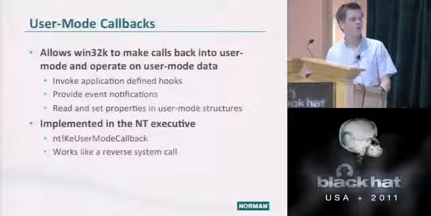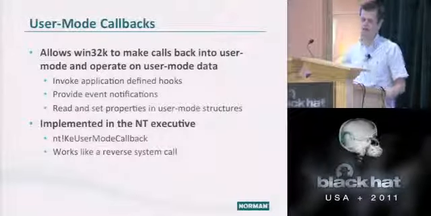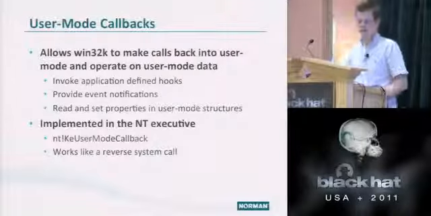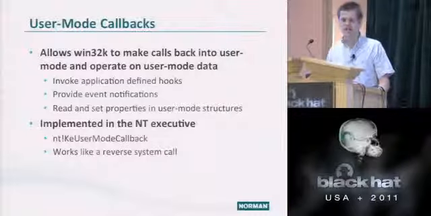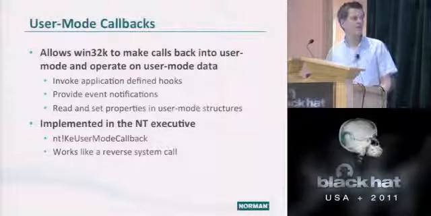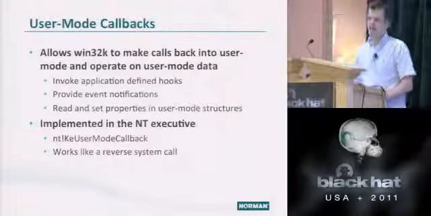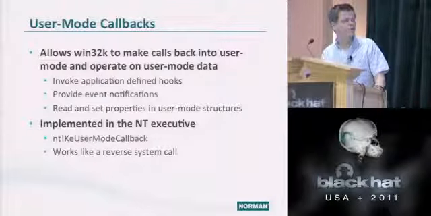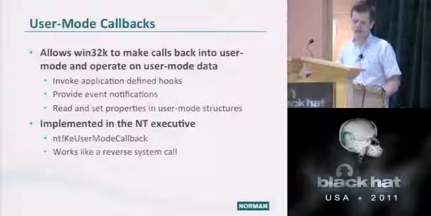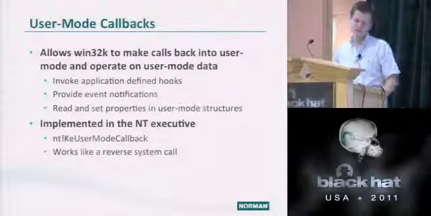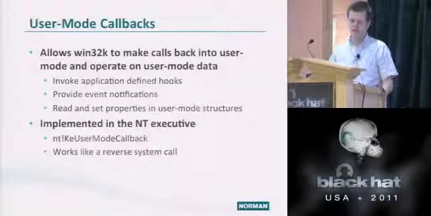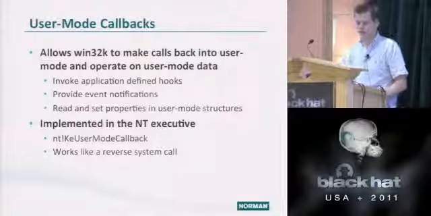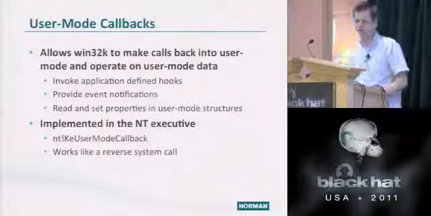User mode callbacks allow Win32k to make calls back into user mode to operate on user mode data. The reason it does this is, for instance, to invoke application-defined hooks, provide event notifications, or read and set properties in user mode structures. The mechanism itself is implemented in the NT executive, so there's an export that Win32k calls, and it's pretty much a reverse system call, about the opposite of what you would expect for a system call.